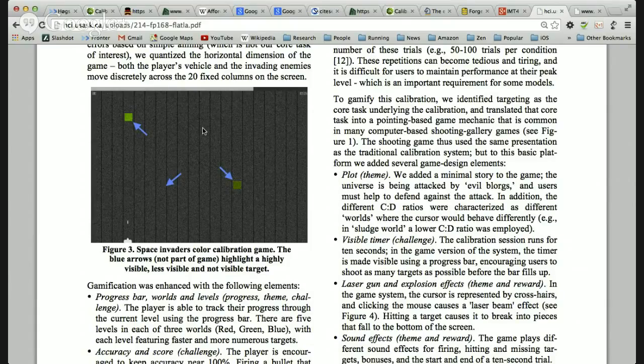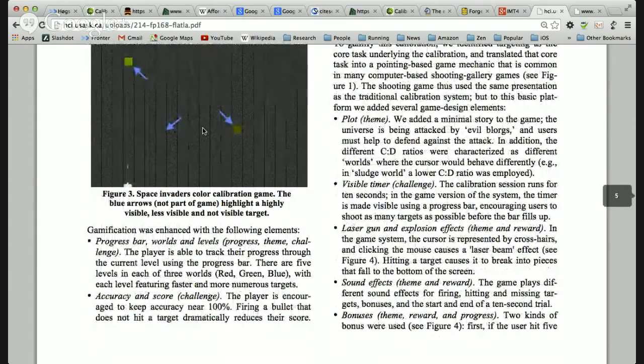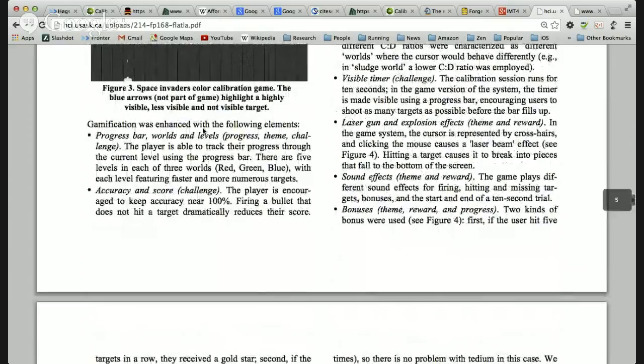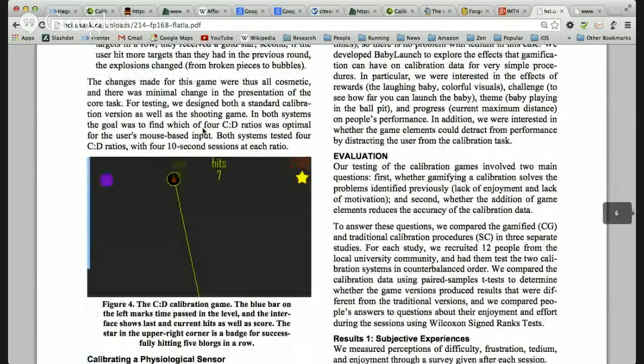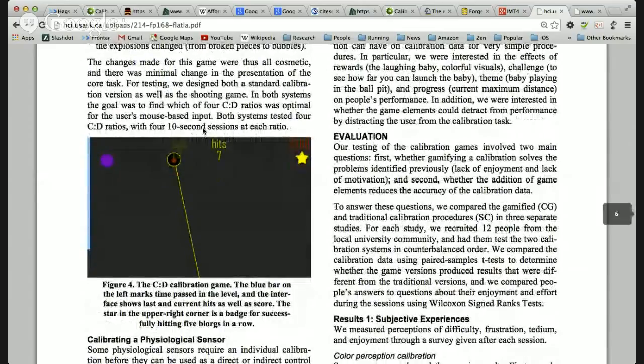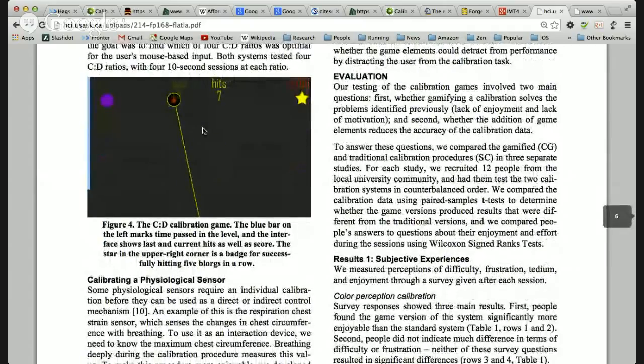And the second game is for control to display ratio, basically the relationship between control device movement and on-screen cursor movement. So for instance, how much you move your mouse and how much the pointer moves in correspondence. And the standard calibration is usually just you have targets on a plain background and you click on them.